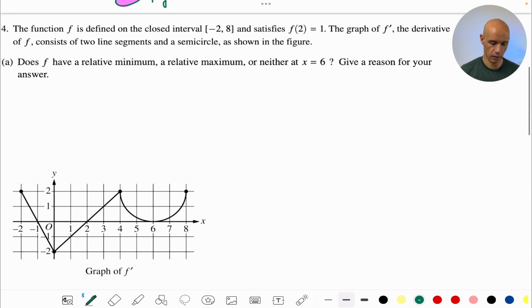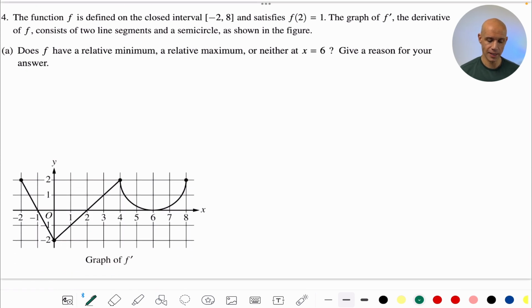So let's see. 4. First question, does it have a relative minimum? So what we need to know is at x equals 6, what happens with the derivative? And this is exactly the derivative. If we want to write it properly, we should always take a little bit of points before, like 5 to 6. What happens here? Well, the derivative is positive.